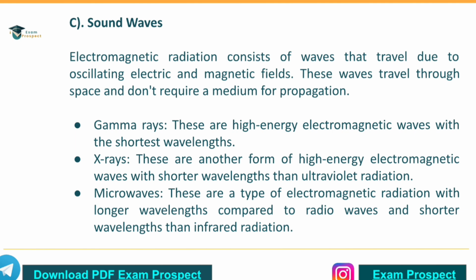Electromagnetic radiation consists of waves that travel due to oscillating electric and magnetic fields, and these waves travel through space and don't require a medium. On the other hand, gamma rays are high energy electromagnetic waves with the shortest wavelengths, and X-rays are another form of high energy electromagnetic waves with shorter wavelengths than ultraviolet radiation. And microwaves are a type of electromagnetic radiation with longer wavelengths compared to radio waves and shorter wavelengths than infrared radiation.